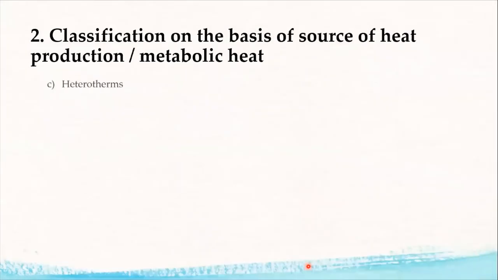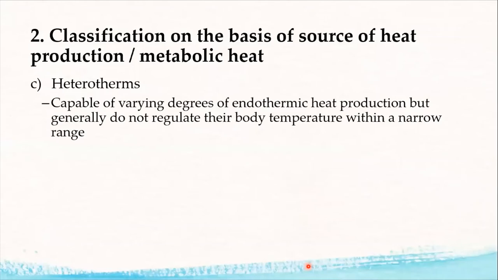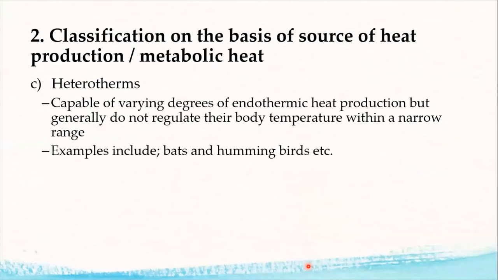And number three is the heterotherms. Heterotherms are organisms that are capable of varying degrees of endothermic heat production, but generally they do not regulate their body temperature within a narrow range. So this includes bats and hummingbirds, etc.